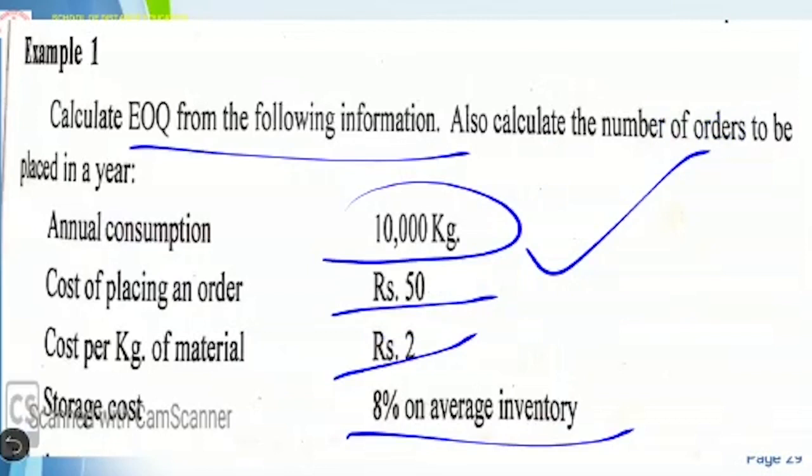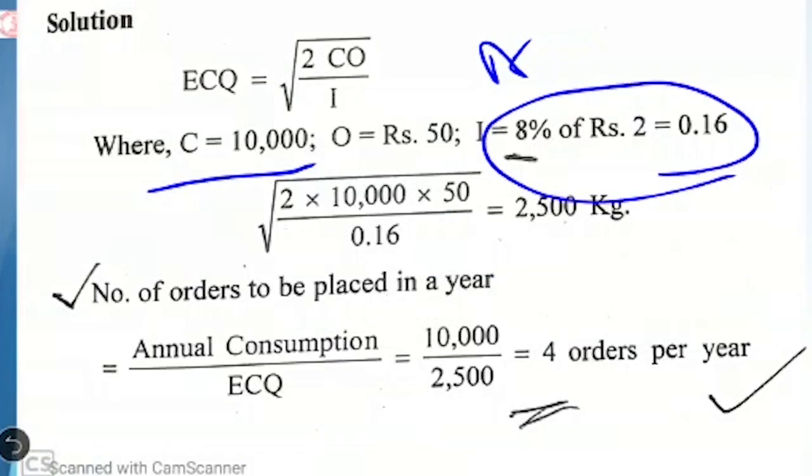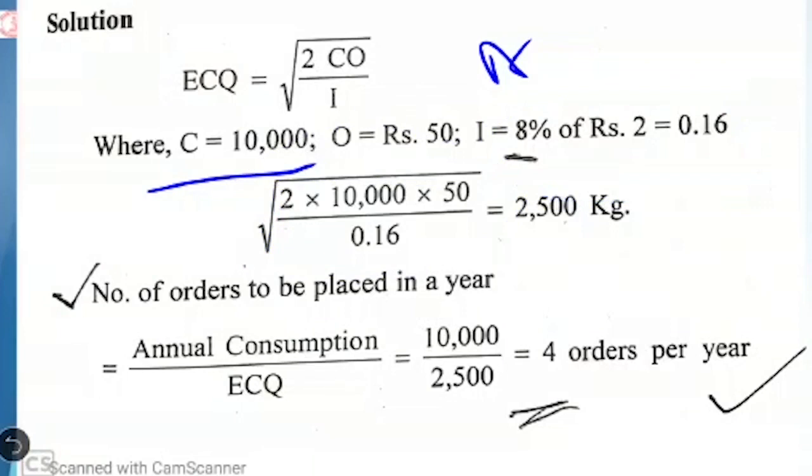Then I means, here you have learned, inventory carrying cost as a percentage. So I means the cost per material is 2, then storage cost is 8%. So you will get 0.16, 8% of 2, that is 0.16.